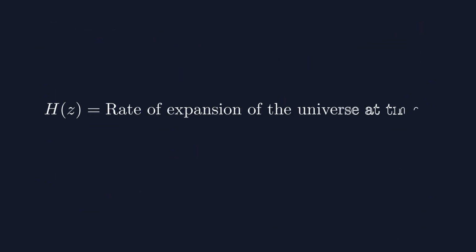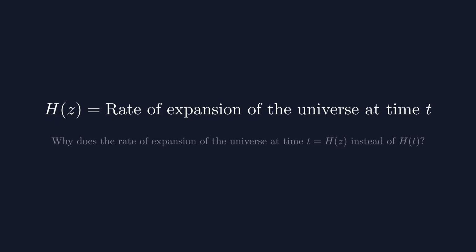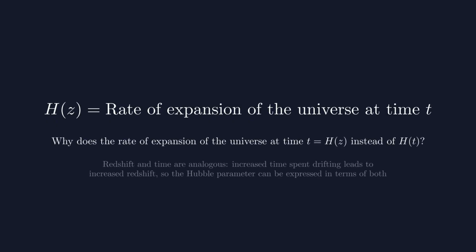The replacement is the Hubble parameter, a function of redshift. If you're wondering why it's a function of redshift instead of time, think of redshift as analogous to it, since the longer something drifts for, the stronger the redshift is.